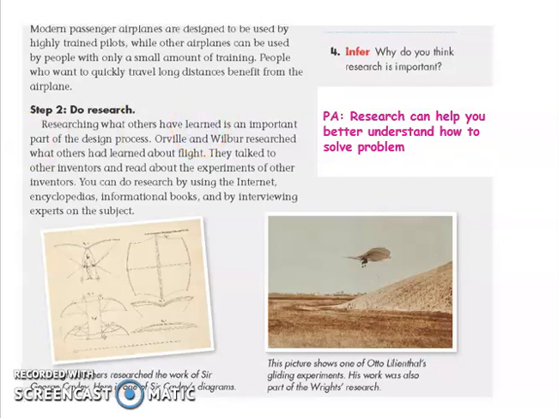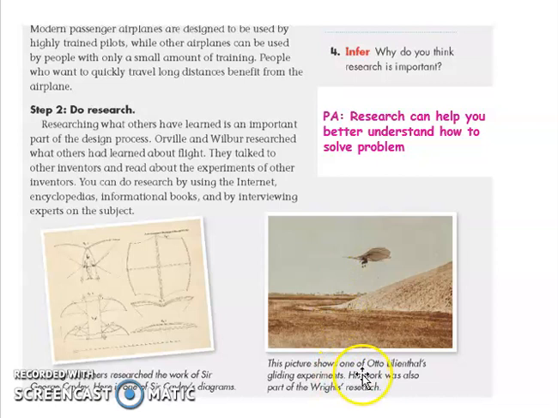After asking a question, do a research. Researching what others have learned is an important part of the research process. Orville and Wilbur researched what others had learned about. So these two brothers just continue the research of other people also.